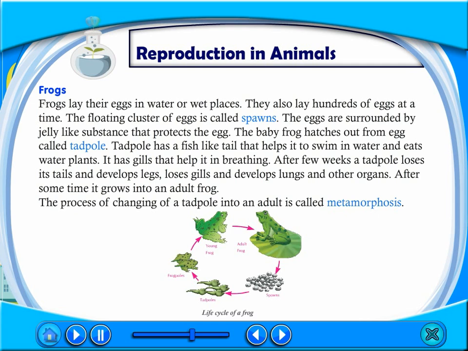It has gills that help it in breathing. After a few weeks, a tadpole loses its tail and develops legs, loses gills and develops lungs and other organs. After some time, it grows into an adult frog. The process of changing of a tadpole into an adult is called metamorphosis.